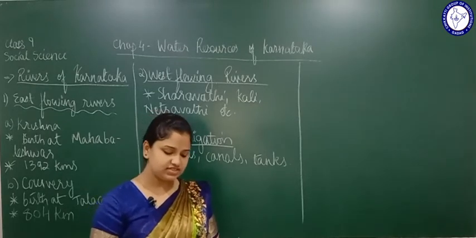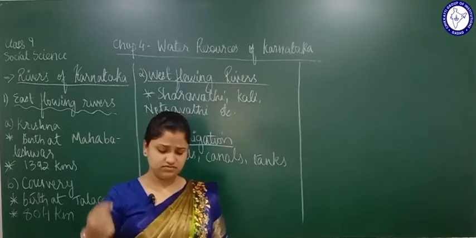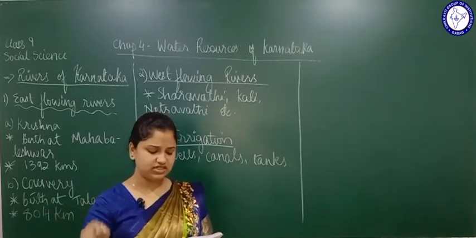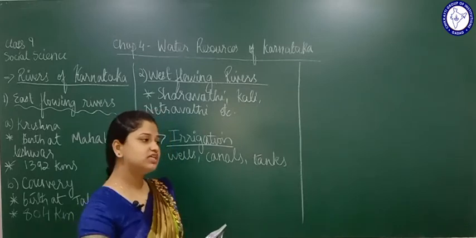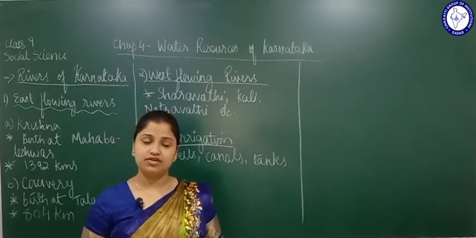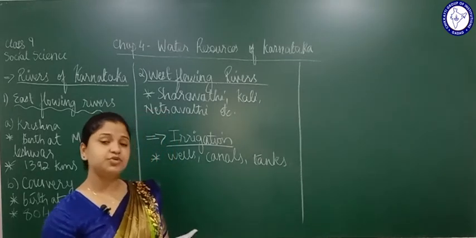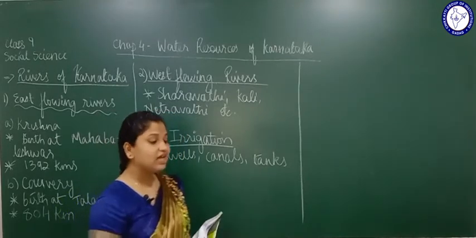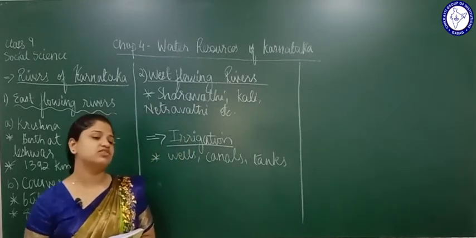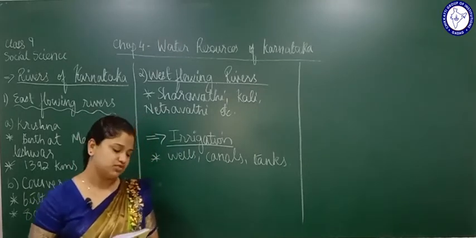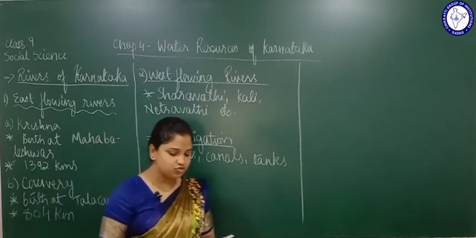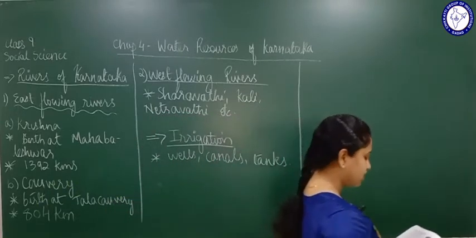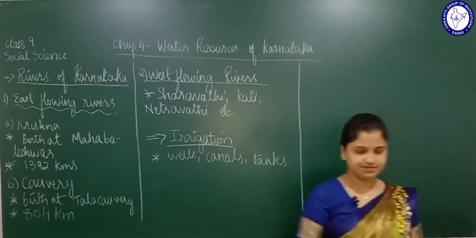Nearly 26.2% of the cultivable land is under irrigation facility in Karnataka. So, out of the total amount of cultivable land, 26.2% is under irrigation. That means they use irrigation to grow their crops. Without irrigation, they are not able to grow the crop. So, 26.2% of the total cultivable area in Karnataka is under irrigation.